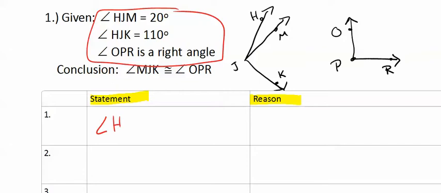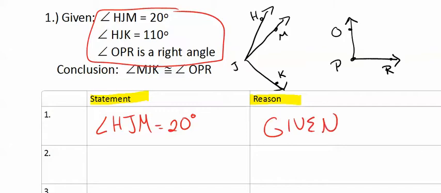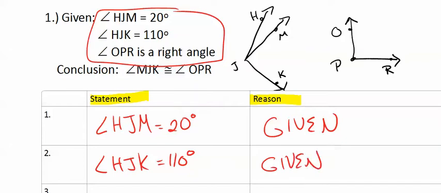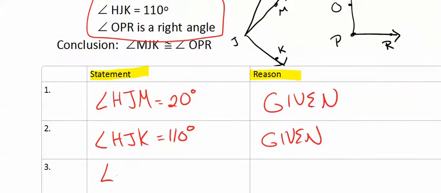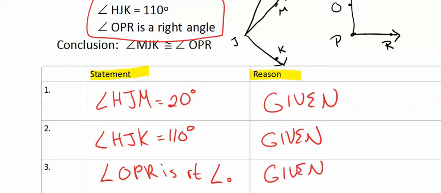First given is angle HJM equals 20 degrees, and the reason for that is given. We're going to use the second given, which is angle HJK equals 110 degrees. And again, our reasoning is simply because it is given. And then finally, we'll use the third. Now, once we get to more complex proofs, you can either put all of the givens right in the beginning of your proof, or you can simply use them as you go.